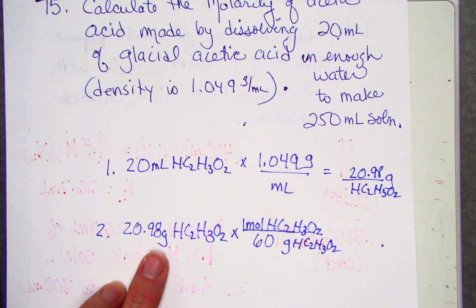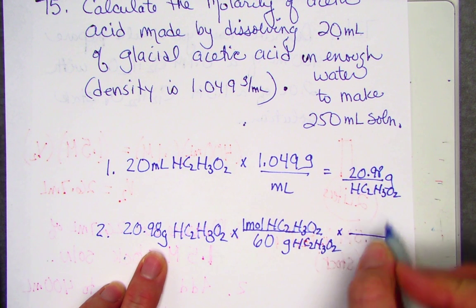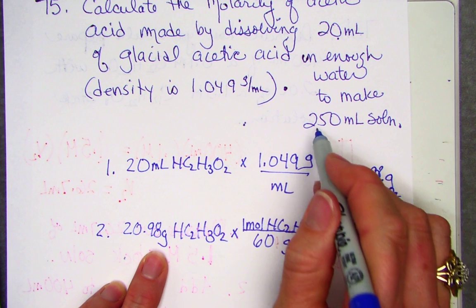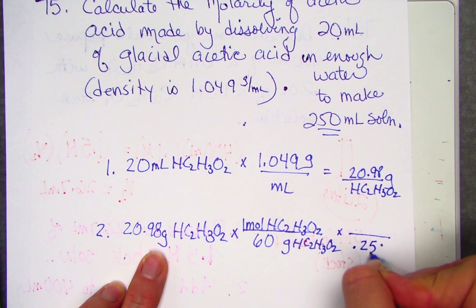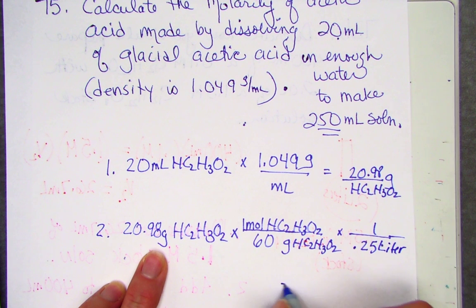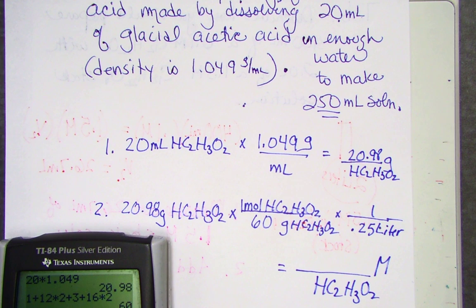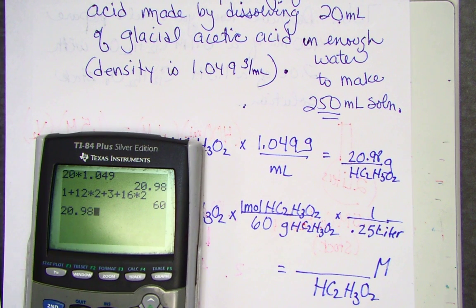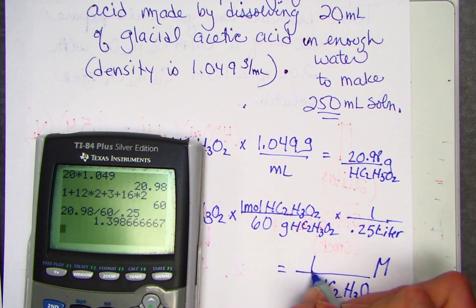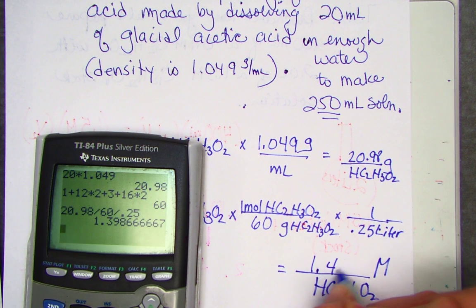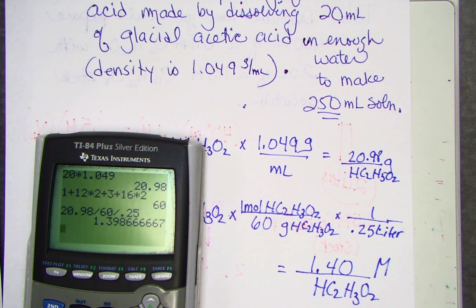In that first step, we've taken the mass divided by molar mass, and now we have moles, and we need moles per liter. Notice we had to make 0.25 liters. Set that under a 1 so you can see the unit moles per liter to get big M, the molarity of our acid. 20.98 divided by our molar mass of 60, divided by our target volume, 0.25 liters, gives 1.398, so 1.40 molar solution is the concentration of our acetic acid.